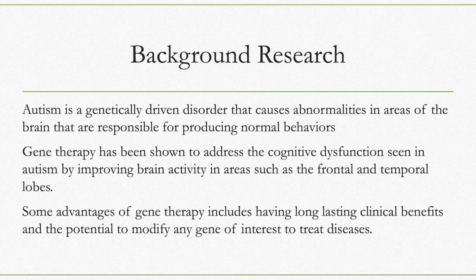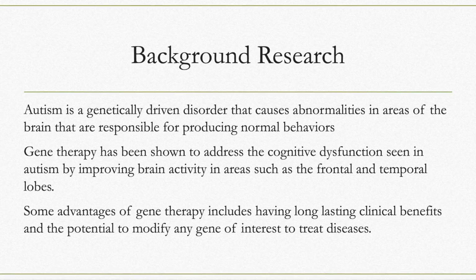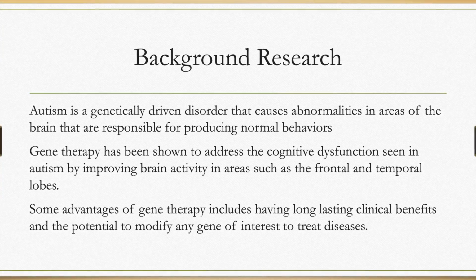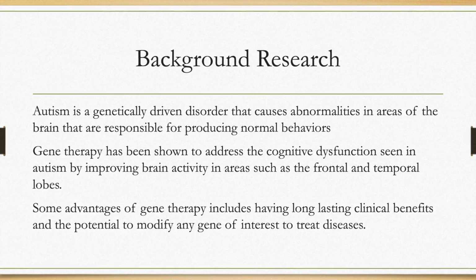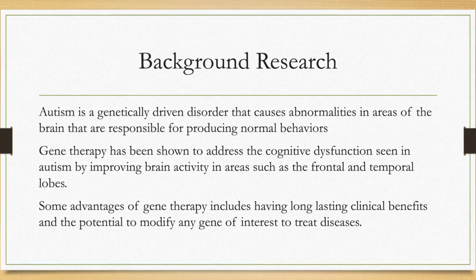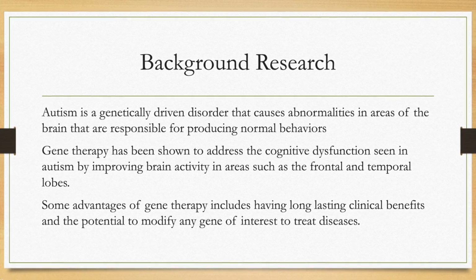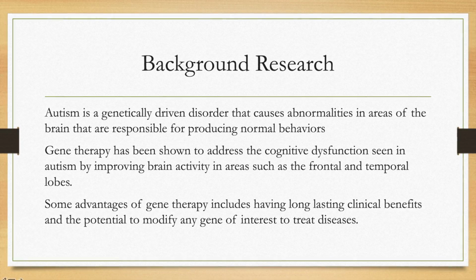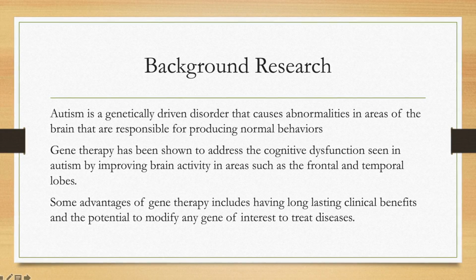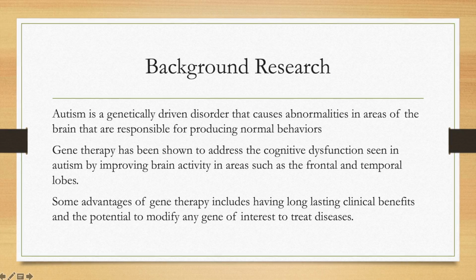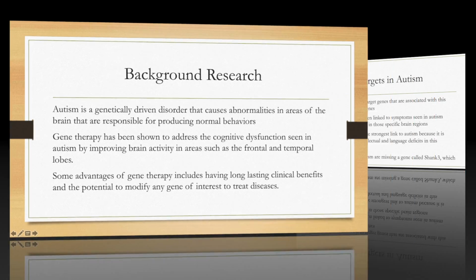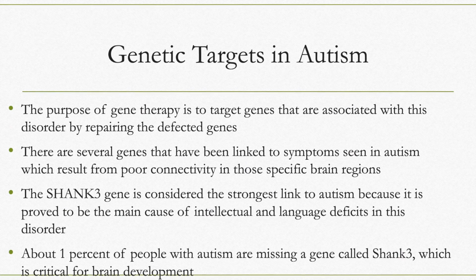Autism is a genetically driven disorder that causes abnormalities in areas of the brain that are responsible for producing normal behaviors. Gene therapy has been shown to address the cognitive dysfunction seen in autism by improving brain activity in areas such as the frontal lobe and the temporal lobe. Some advantages of gene therapy include having long-lasting clinical benefits and the potential to modify any gene of interest to treat diseases.